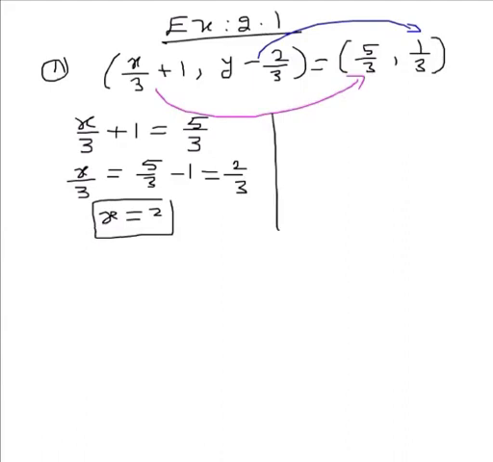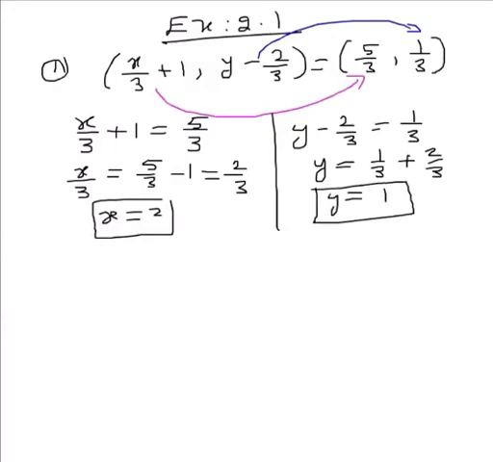Similarly, equate the second elements. y minus 2/3 is 1/3. y equals 1/3 plus 2/3, which is 3/3, that is 1. The y value is 1. So we found x and y.